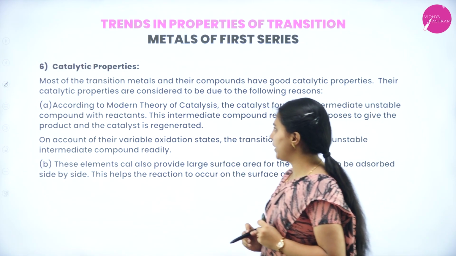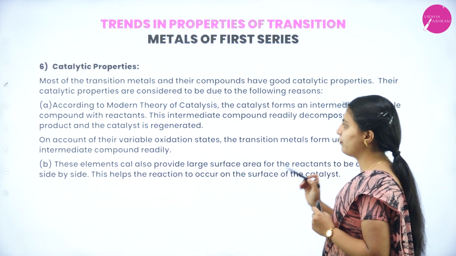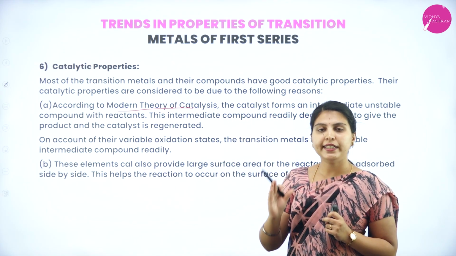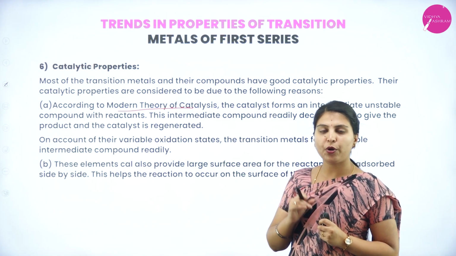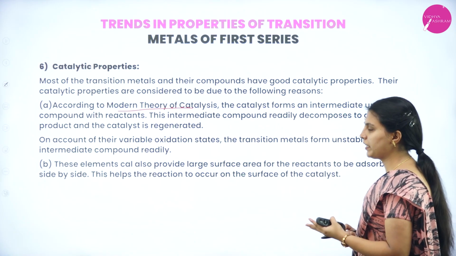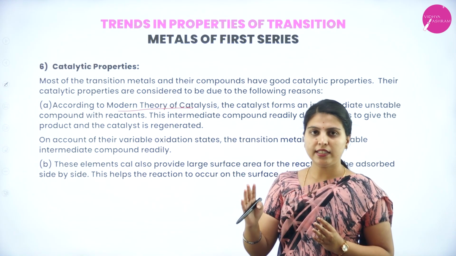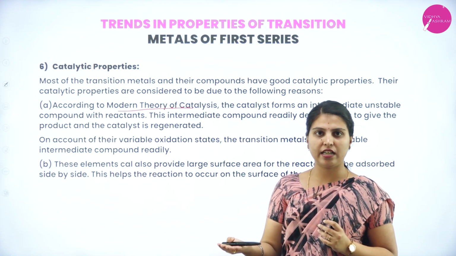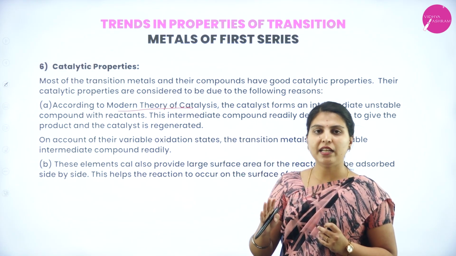According to the modern theory of catalysis, the catalyst forms an intermediate unstable compound with the reactant. Then that catalyst has a good property to enhance the reaction. This intermediate compound readily decomposes to give product and the catalyst is regenerated. The intermediate state is an unstable molecule, and it has to decompose into product and the catalyst is regenerated. So this is a major property which should be exhibited by the element, and that element will then be considered a catalyst.